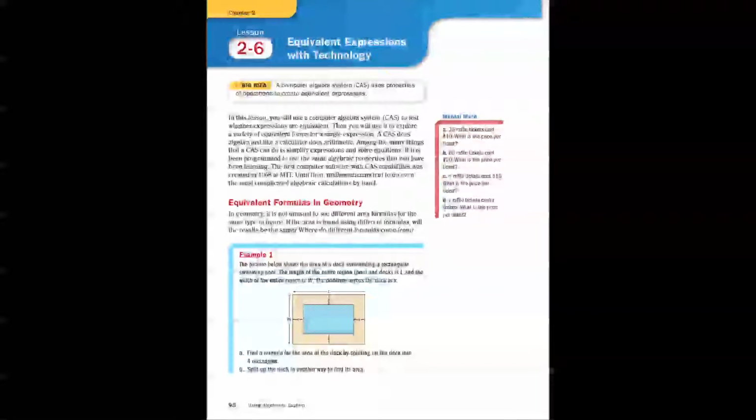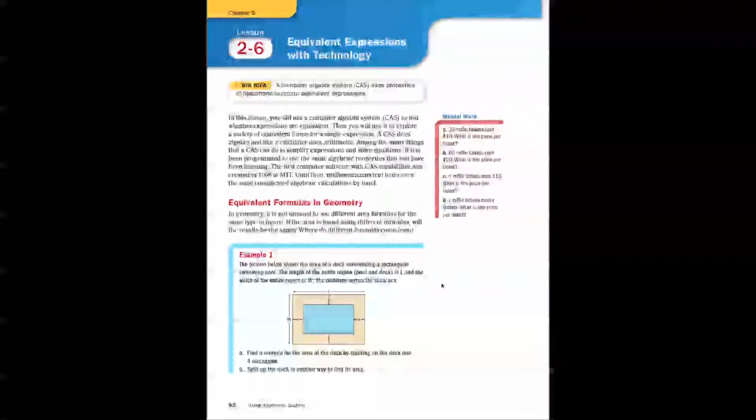So we'll be using that this time to try to figure out whether two expressions are the same or not. So let's take a look at a few things. In this lesson, our first example is asking you to find a formula for the area of the deck by splitting up the deck into four rectangles.